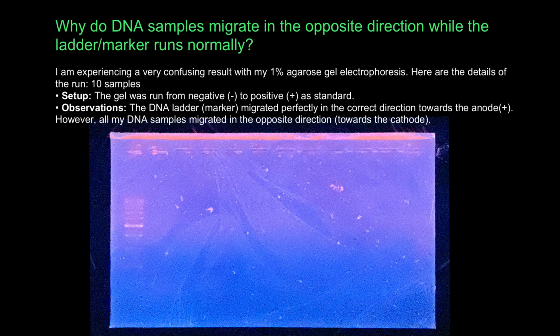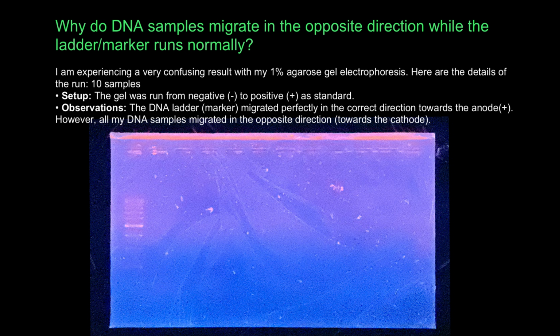Anyone can get them. So here's a question which I got yesterday. Why do DNA samples migrate in the opposite direction while the ladder marker runs normally? So take a look. Here's the gel, here are the wells on this side, and the ladder moves in this direction, but you do not see any bands here. You see them all here moving in the opposite direction.